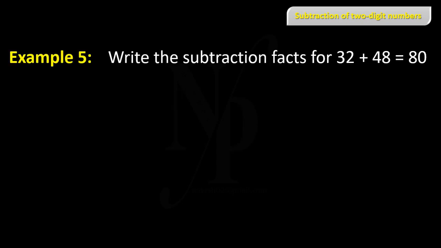Example number 5. Write the subtraction facts for 32 plus 48 is equal to 80. This is the addition fact. 32 plus 48 is equal to 80 is the addition fact. So we have to write the subtraction facts. We know that there will be 2 subtraction facts for every addition fact. So let me write down the addition fact given as it is. 32 plus 48 is equal to 80.